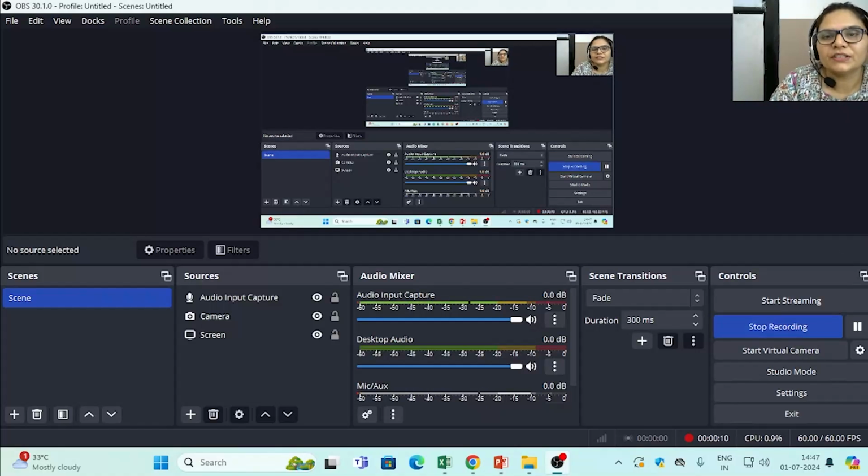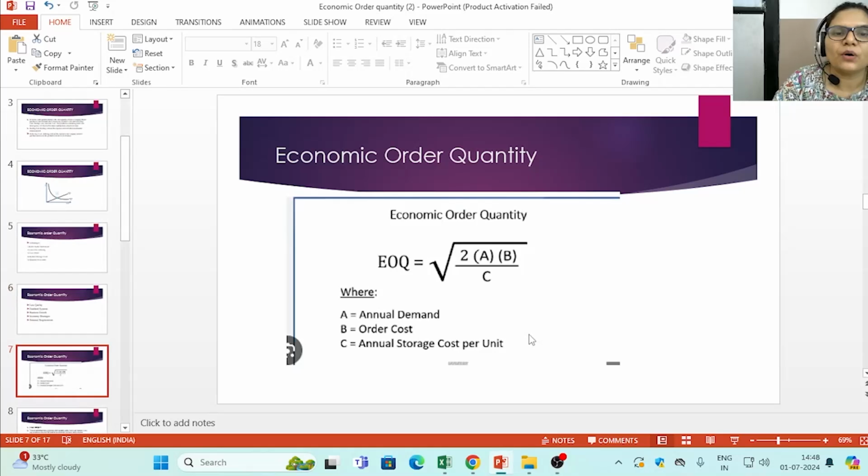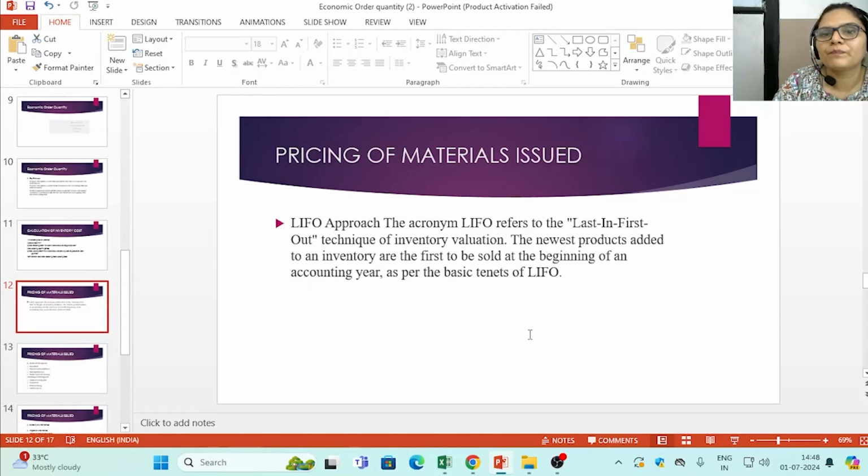In the previous sessions, we were discussing various techniques of material control, like economic order quantity. We did an elaborative study combining both practical and numerical aspects on economic order quantity. Moving on further, let us discuss the pricing of material issued. Pricing of material issued has basically three techniques: LIFO, FIFO, and HIFO.